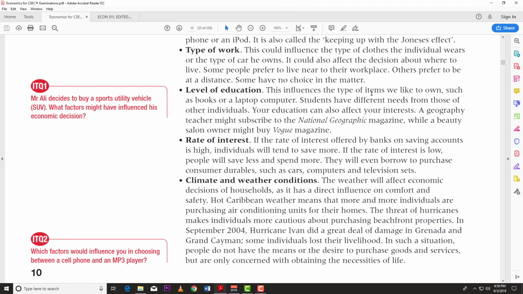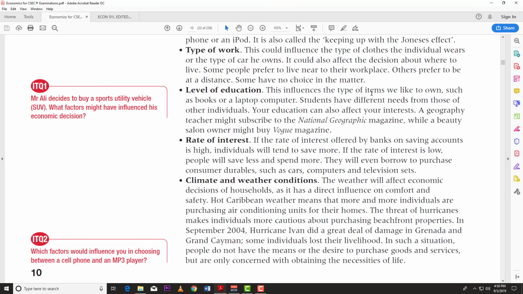Of course, if you're a high school dropout, you might not have a library at home, you might not have a study, but if you're a PhD, a bachelor's, master's person, you might have a little study somewhere at home with a lot of books, you have your laptop for research, that kind of thing. Students have different needs from those of other individuals. So if you are a college student, of course you have a different wish list, different things to buy when compared to somebody who is not in school.